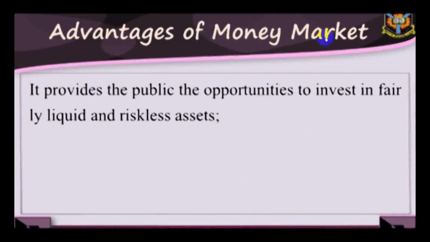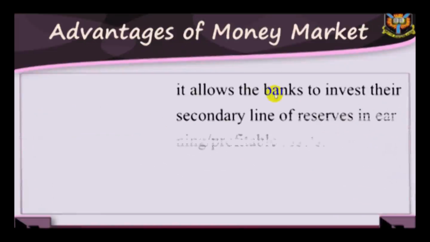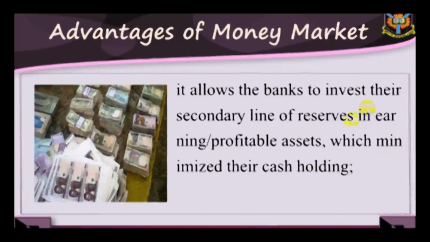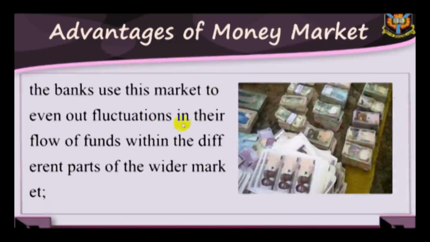Advantages of money market. A. This market provides the public the opportunities to invest in fairly liquid and riskless assets. B. It allows the banks to invest their secondary line of reserves in earning or profitable assets which minimize their cash holding. C. The banks use this market to even out fluctuations in their flows of funds within the different parts of the wider market.